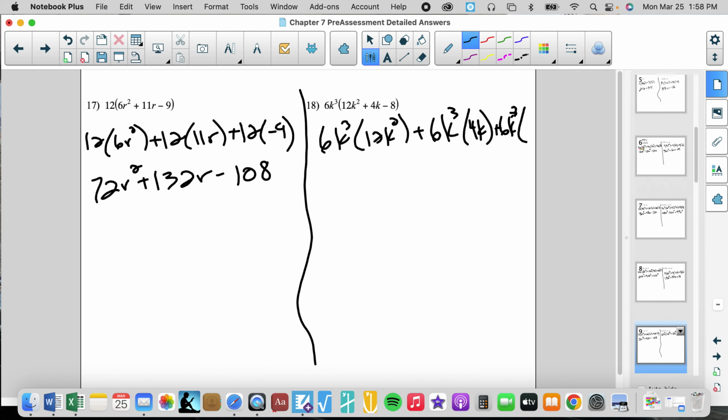Making that a 3. Negative 8 is just, doing all these is good for your times tables. So you can, minus 48k to the 3rd.